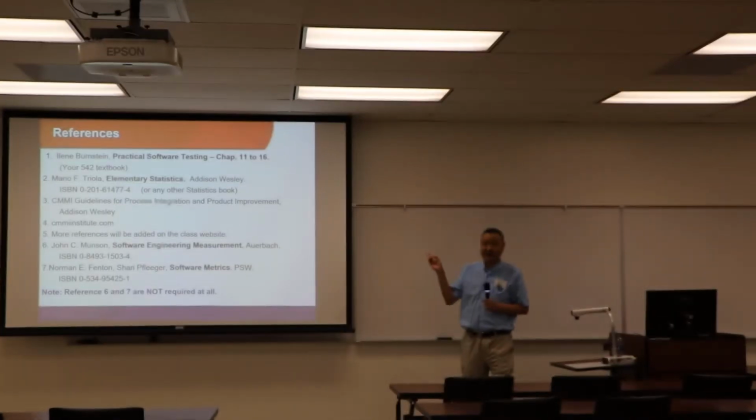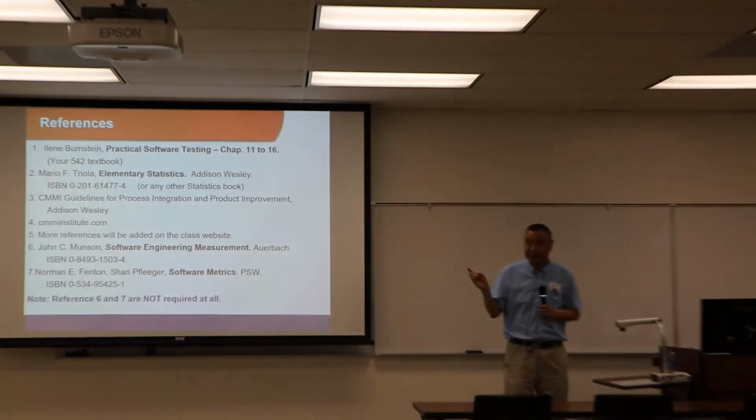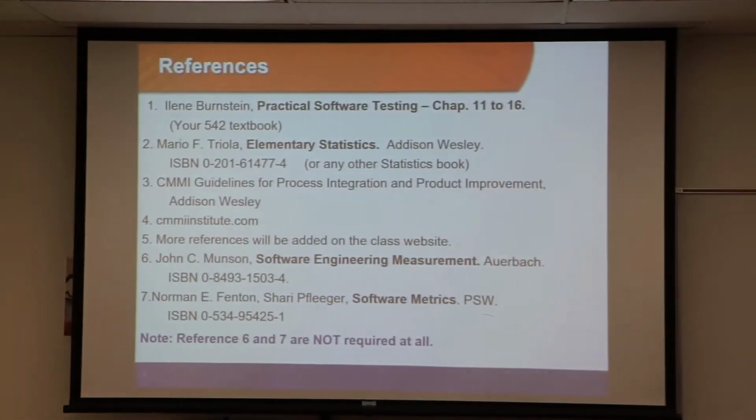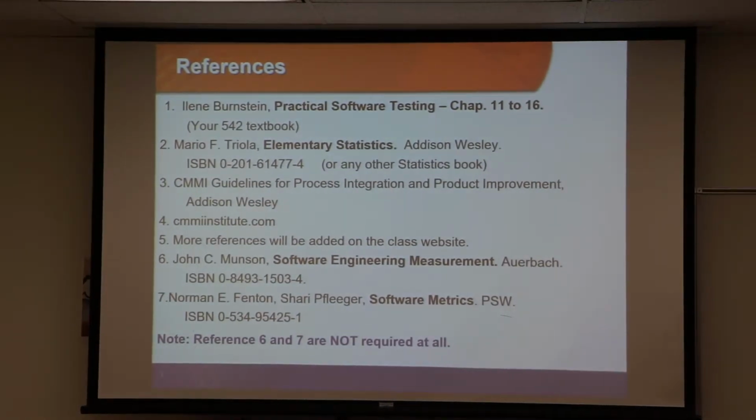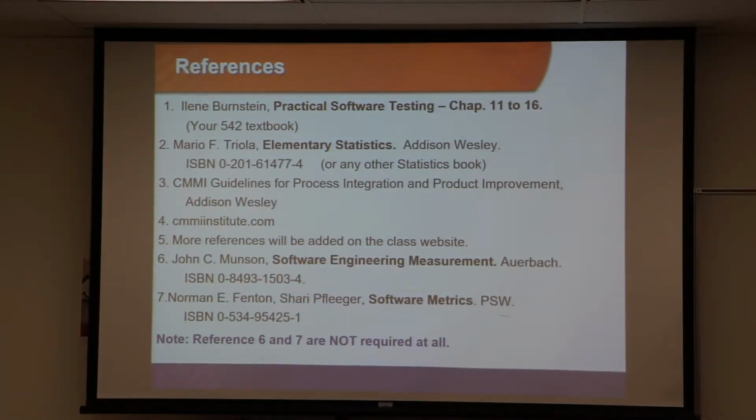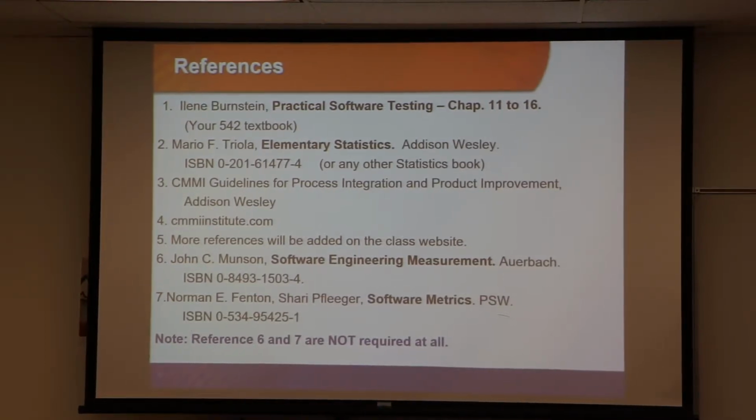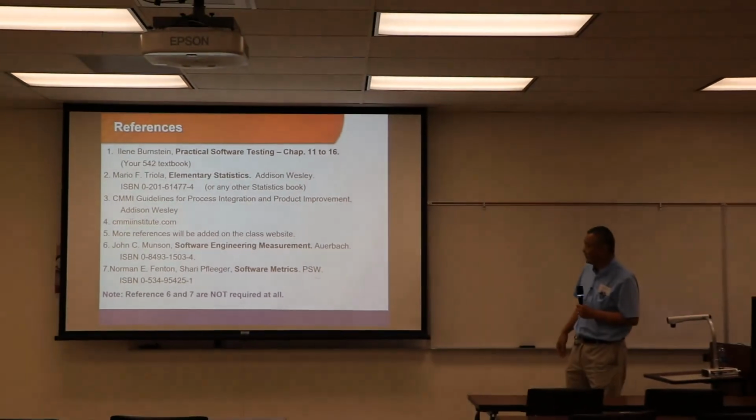One of them is actually the textbook you use in 542. If you look at chapters 11 and 16. Obviously, with software measurement, one of the big topics is how you measure software quality. That deals with defects, and that's a big part of testing. Chapters 11 to 16 I think also have a lot of overlap between the courses, you will probably find out. So this is one area where there's an overlap.